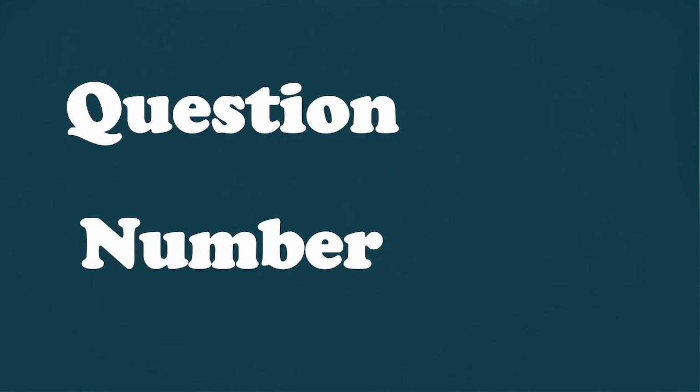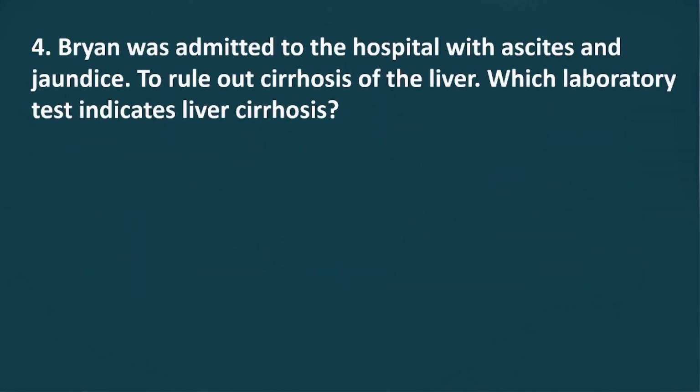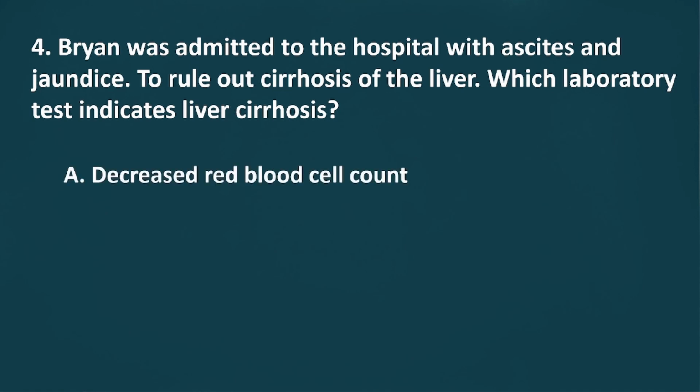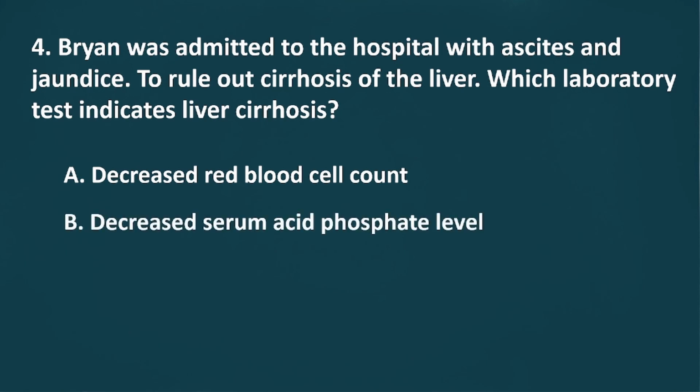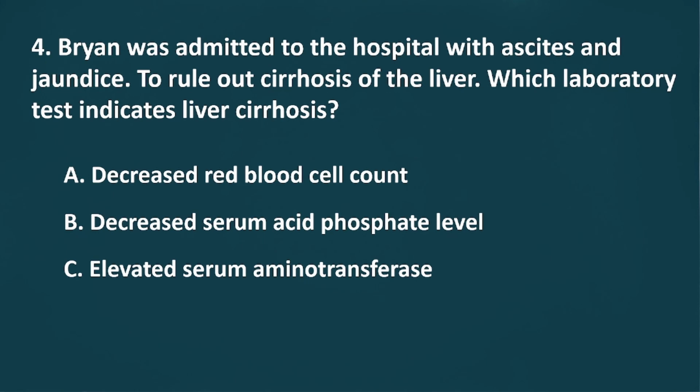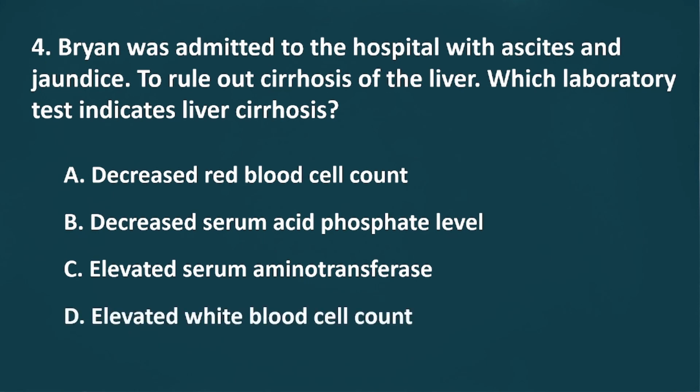Question number 4. Bryan was admitted to the hospital with ascites and jaundice. To rule out cirrhosis of the liver, which laboratory test indicates liver cirrhosis? A. Decreased red blood cell count. B. Decreased serum acid phosphate level. C. Elevated serum aminotransferase. D. Elevated white blood cell count.